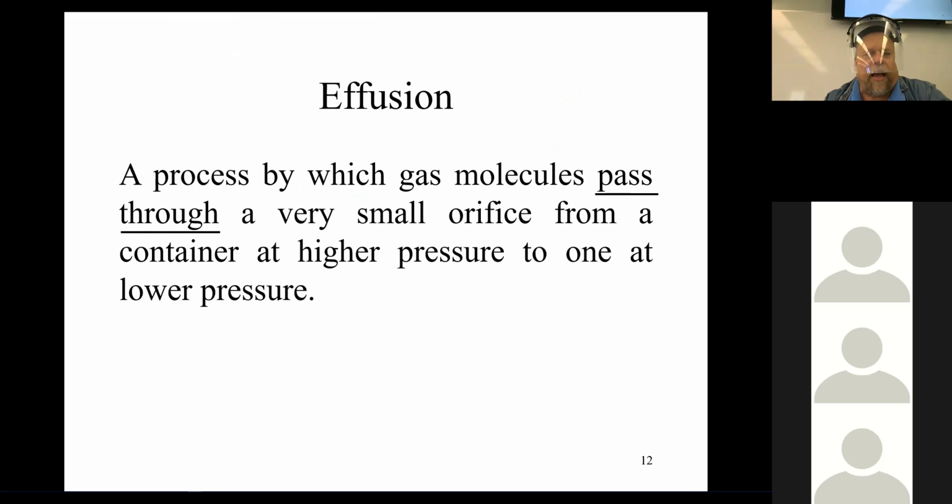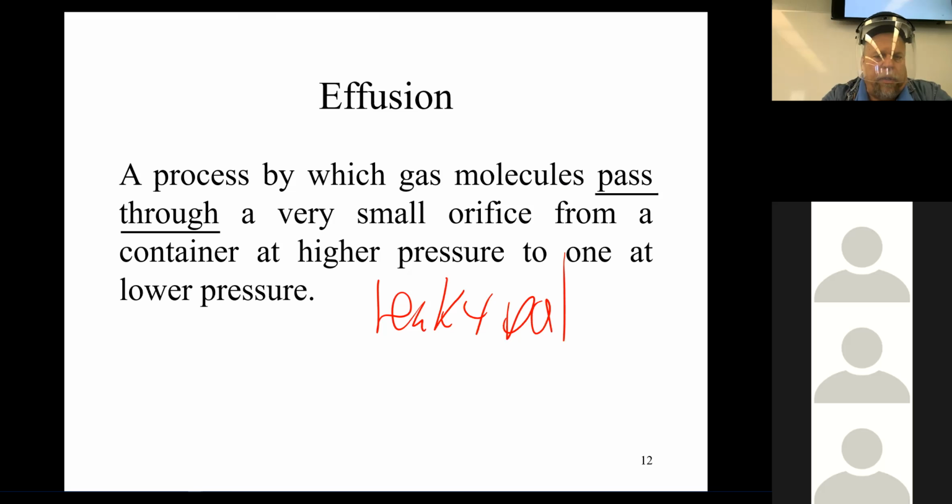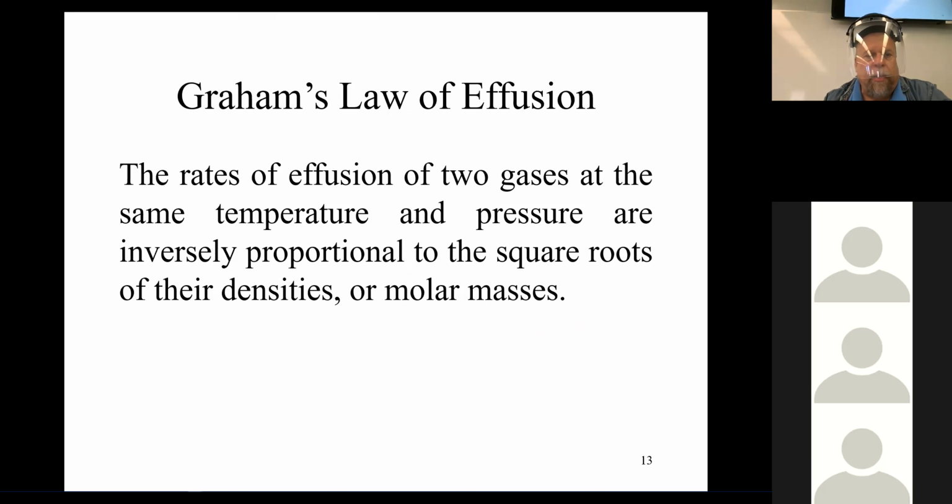Effusion is the second one, where gas molecules pass through a very small orifice from one at higher pressure to a lower. That's like a leaky balloon. So essentially you have got a leaky balloon here. Okay. And basically it'd be like a balloon with a pin in it. And then Graham's law of effusion, when you have same temperature and pressures, they're inversely proportional to the square roots of their densities or molar masses.